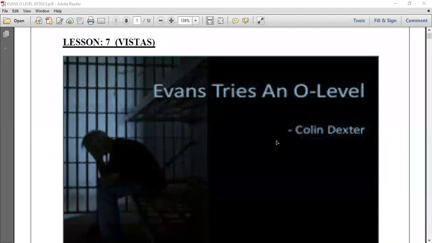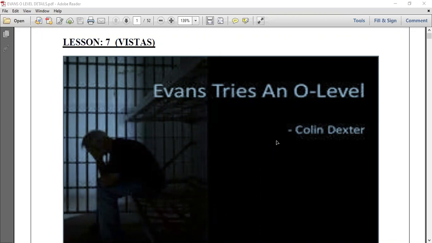So here is the lesson, Evans Tries an O Level. Evans is the protagonist of the story. We have to pronounce it like Evans. Evans, and tries. You can see that it is the third person singular, a simple present tense. So we try, and he tries.